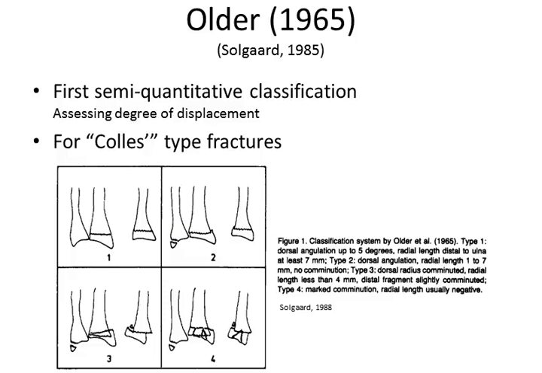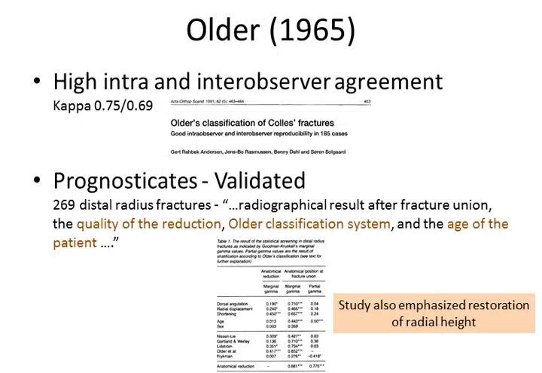Basically, what they look at is radial height and dorsal angulation. So there's a number of criteria, up to how many degrees of dorsal angulation is 1, right? And then there is 2. 3 is when there's also comminution. And then 4 is for intra-articular fractures. So it seems like he likes this classification very much because he has done a couple of papers.